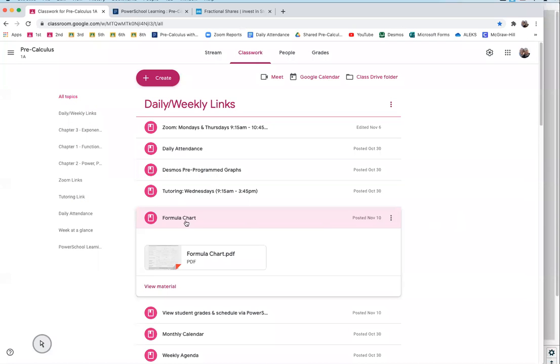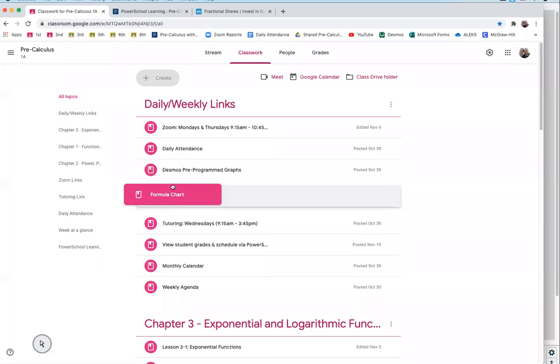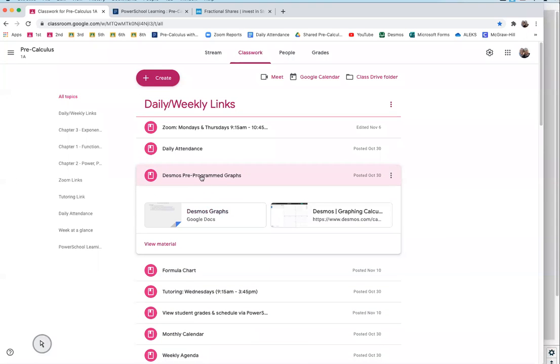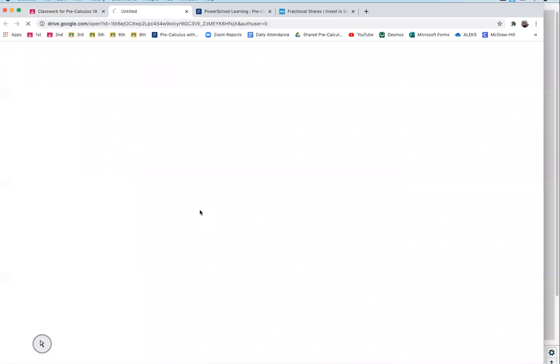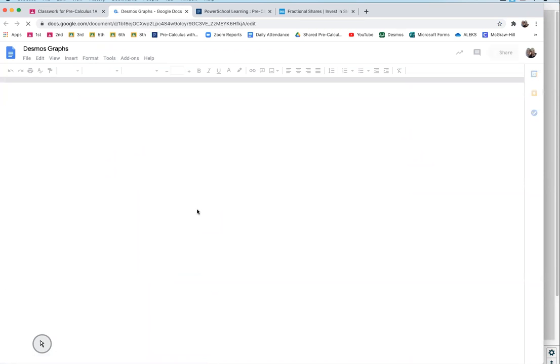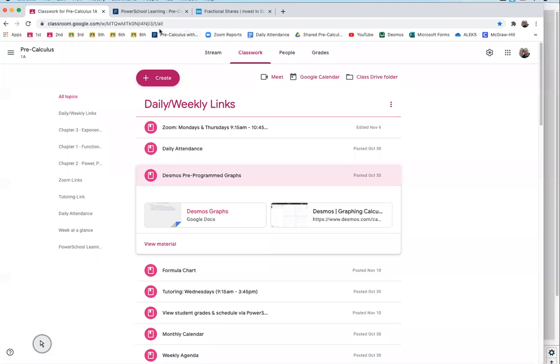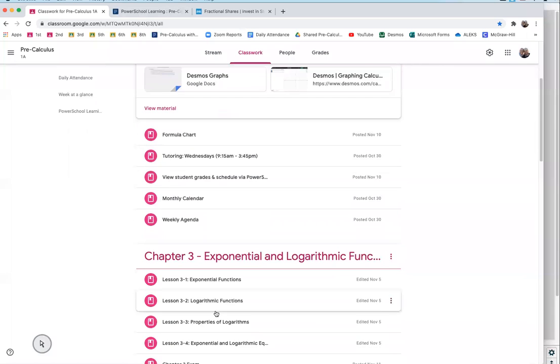I want to draw your attention to that. Right along with it are these Desmos pre-programmed graphs. We're going to be using a lot of those. I do have a link to Desmos, but the specific ones that I have programmed are listed on this link. Go to load. These are the ones we covered so far: solve, piecewise, inverse, composition of functions, regressions, and now compound interest. You can use any of these to help you solve problems. So I wanted to draw your attention to that again. We are on lesson 3.3.